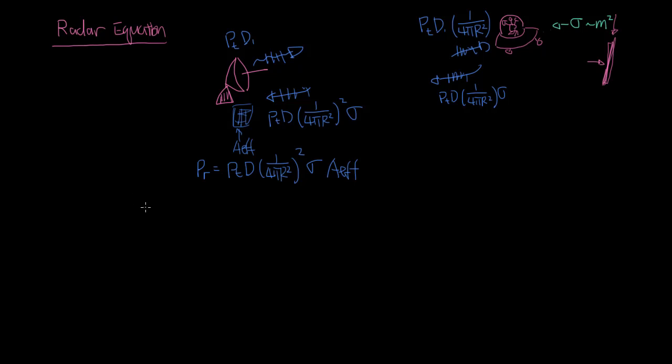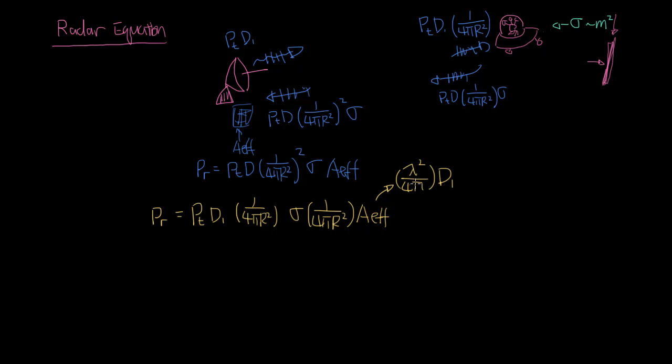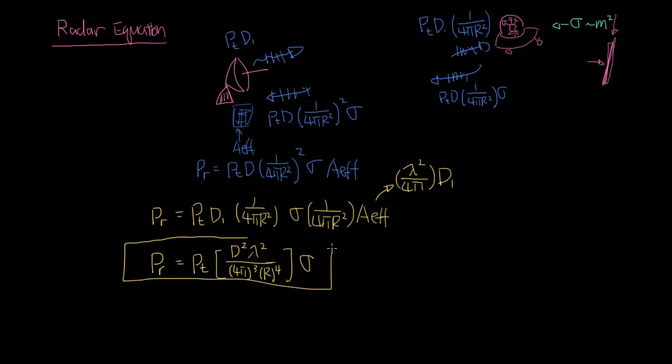So let's do some cleanup and rewrite it here. The received signal is going to be the transmitted power, the directivity, 1 over 4 pi r squared, sigma, 1 over 4 pi r squared, and then your effective area, which is lambda squared over 4 pi times D. Presumably you're using the same antenna, so these D's would be the same, and you end up with the radar equation: the received power is the transmitted power, D squared, lambda squared, over (4 pi) to the third, r to the fourth, times sigma. And this is the radar equation.